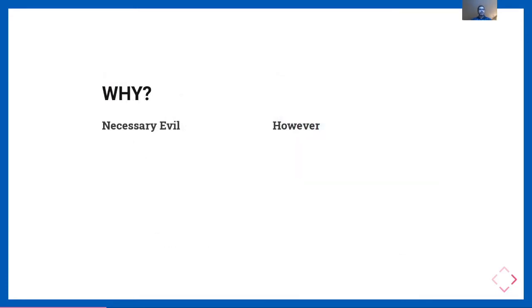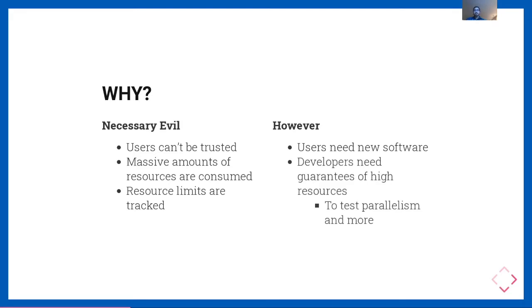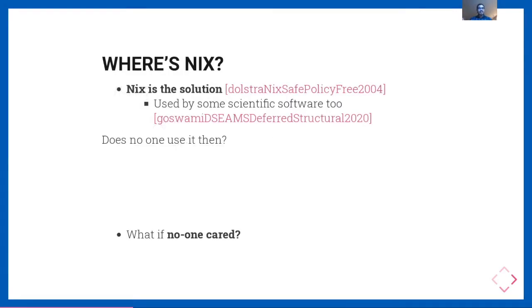And why is this? Why does it run an old CentOS? Well, it's a necessary evil. Users can't be trusted, there are a lot of resources which are being consumed, and you have to track these because people pay for them. But users do need new software, developers especially. A lot of my work involves a lot of high-performance coding, and I need to know reproducibly that my stuff works. So Nix is the solution, clearly, and it's been adopted by some in the scientific community.